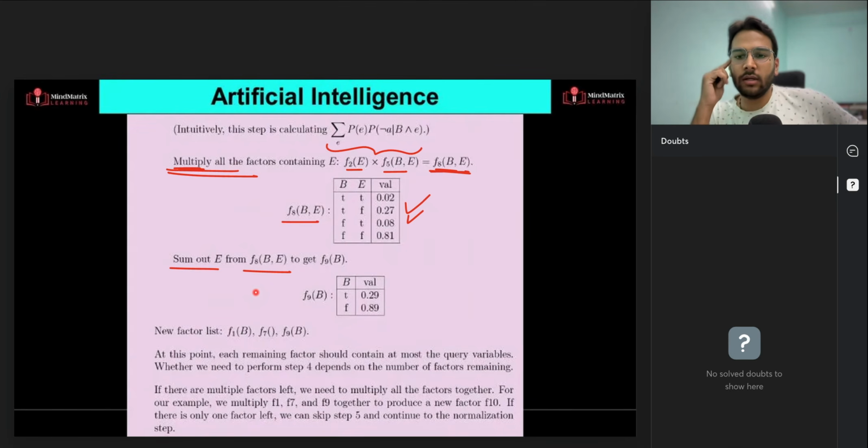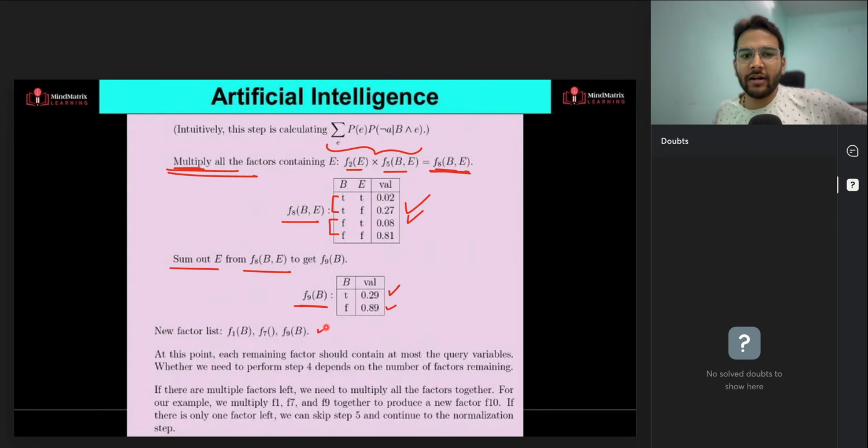When I say sum out on e, that means for the same value of the remaining variables, you are going to add those. So b is true, true here, so you are going to add these. B is false, false here, you are going to add these two values. So you will be getting 0.29 and 0.89. Is this clear? Are you able to relate everything now? Whatever we have covered. And let's say we are naming it as a new factor, which is f9 of b.